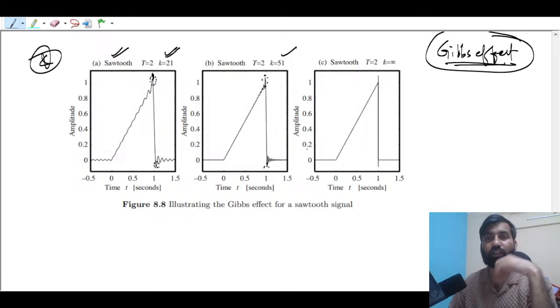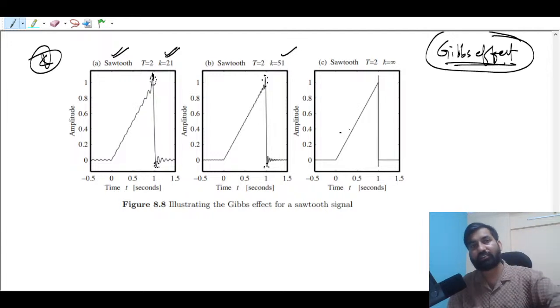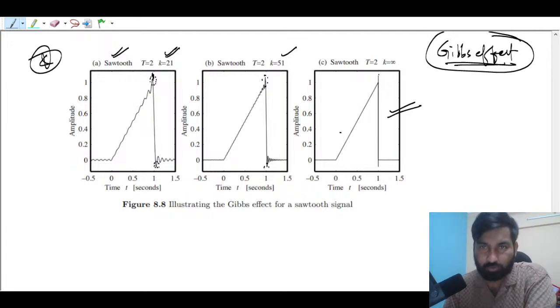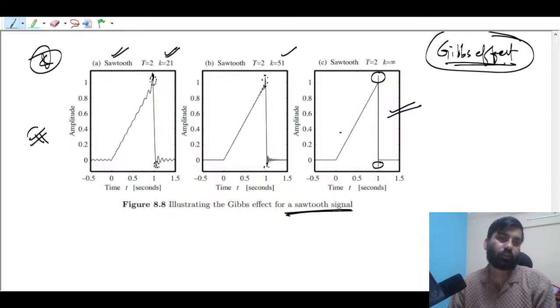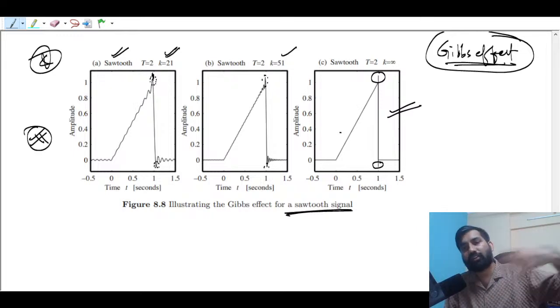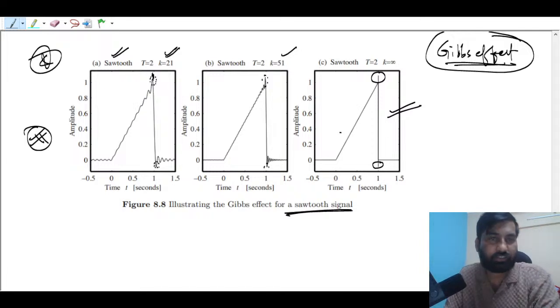so again there is overshoot and there is undershoot. Now we are trying to reconstruct the actual sawtooth waveform. So here you see there is an overshoot and there is an undershoot. So this is the illustration of the Gibbs effect for a sawtooth signal. You will be given coefficients related to a sawtooth waveform, and you have to reconstruct the signal back from the Fourier series coefficients.